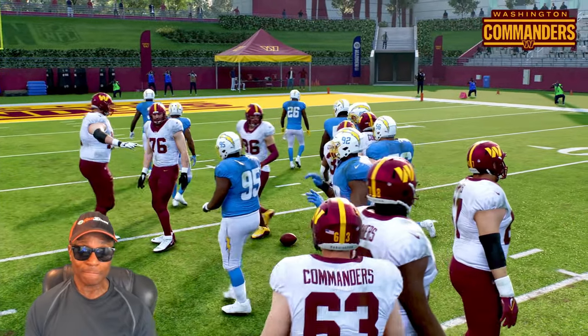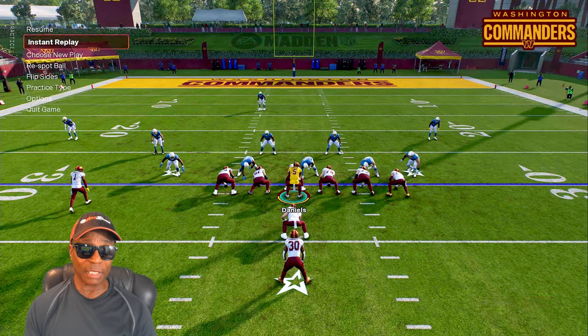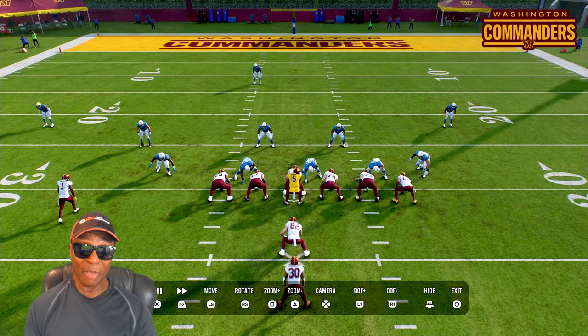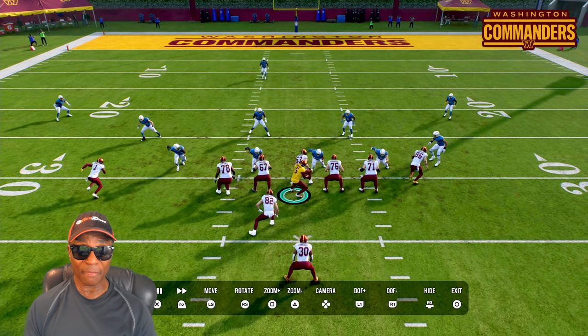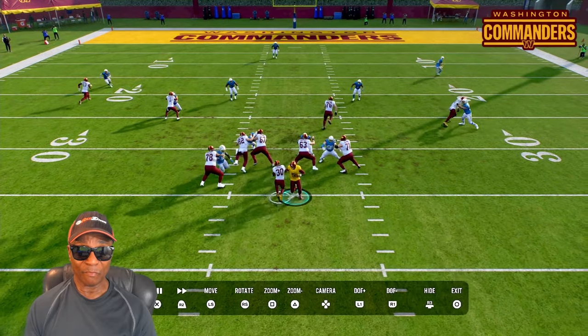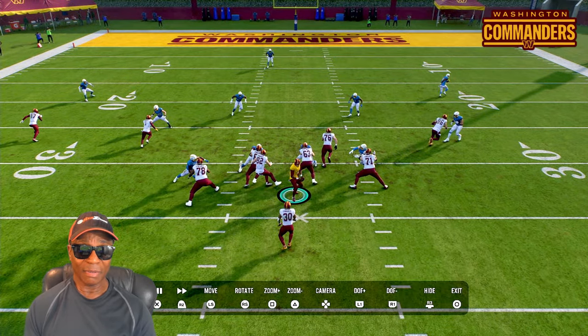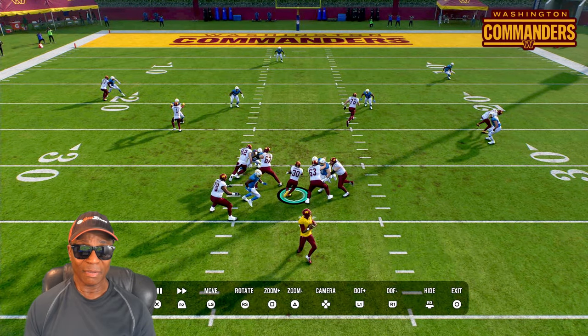Beautiful right there. Again, guys, it depends on your team's rating, your offensive line ratings, what type of defense the guys are in. But as you learn the blocking schemes, you can get better at this. Okay, let's look at it. Look at that, guys.